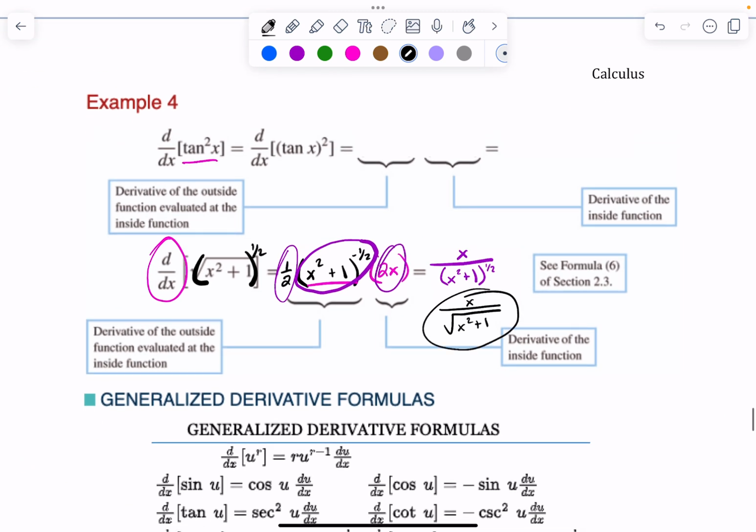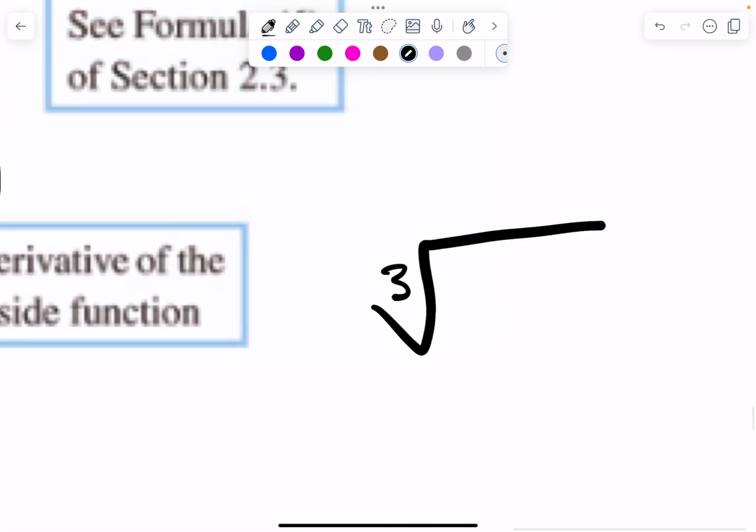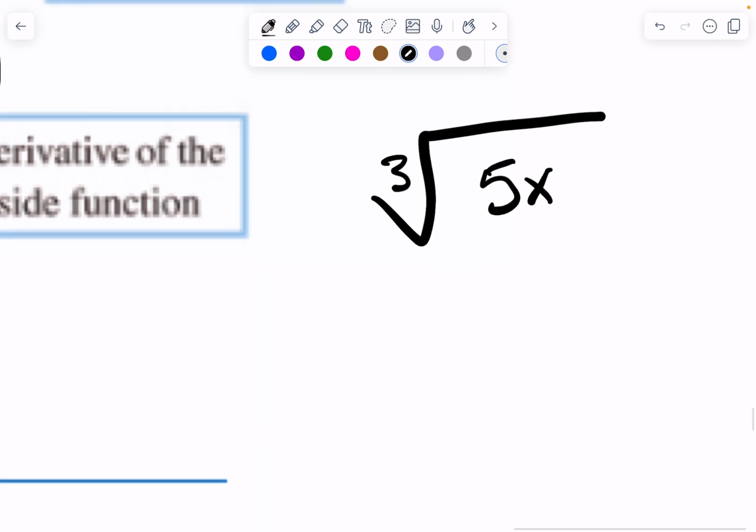I'll add this in here. Let's say that we have the cubic root of, I don't know, let's just say we have the cubic root of 5x. It doesn't have to be x plus anything. This could just be the cubic root of 5x, right?